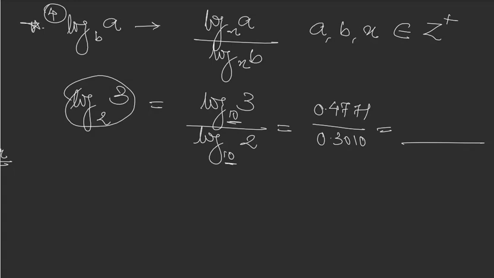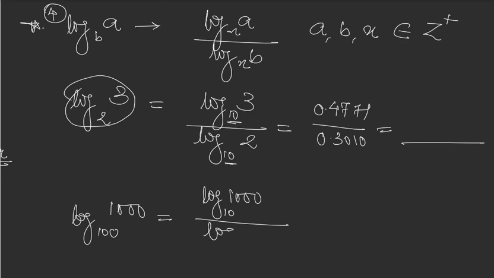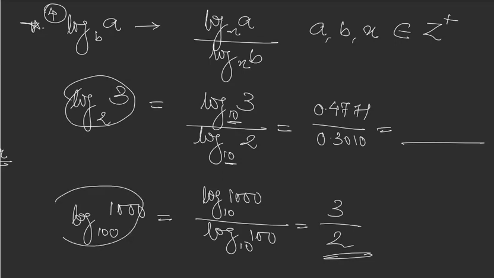I can give you one more example of the fourth identity. Log of 1000 to the base 100. How can I simplify this? I can write it as log of 1000 to the base 10 upon log of 100 to the base 10. What is log of 1000 to the base 10? 3. What is log of 100 to the base 10? 2. 3 by 2 is the final answer. Seemingly impossible, right? Not common logarithm, but can be solved using this identity. This is the identity which is responsible.